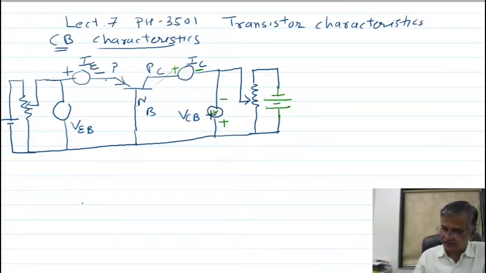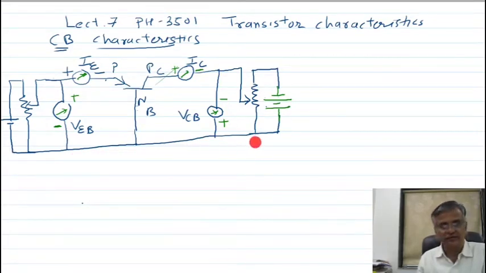This meter measures the collector current. This measures the collector base voltage. This measures the emitter base voltage. This is plus and minus. This is the emitter. This is the circuit diagram to obtain input and output characteristics. Already last time we discussed input characteristics. Just to make a continuation of the lecture, I am discussing input characteristics again.